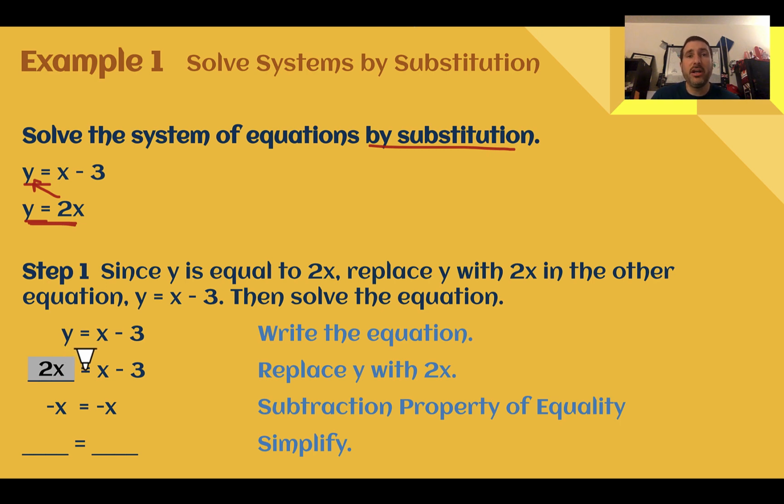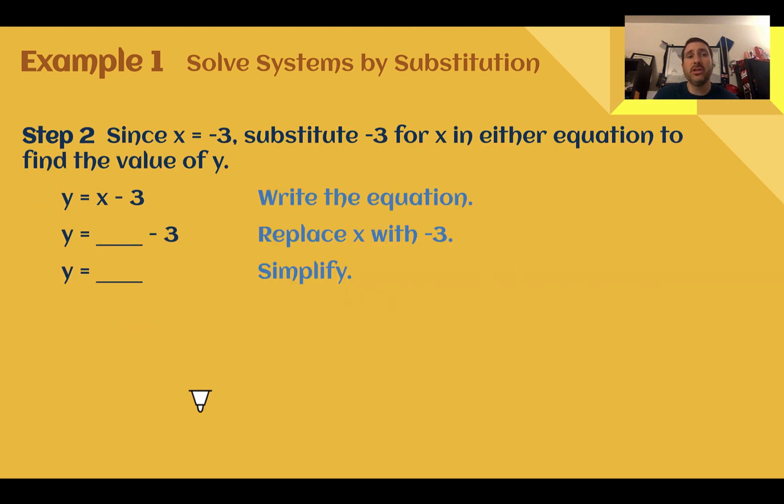Now to solve for my variable that's left, which is x, I can subtract an x off of both sides. 2x minus 1x is just equal to 1x, and I'm left with negative 3. So x is equal to negative 3. Now that I know that x is equal to negative 3, let's plug in negative 3 into either equation to find the value of y.